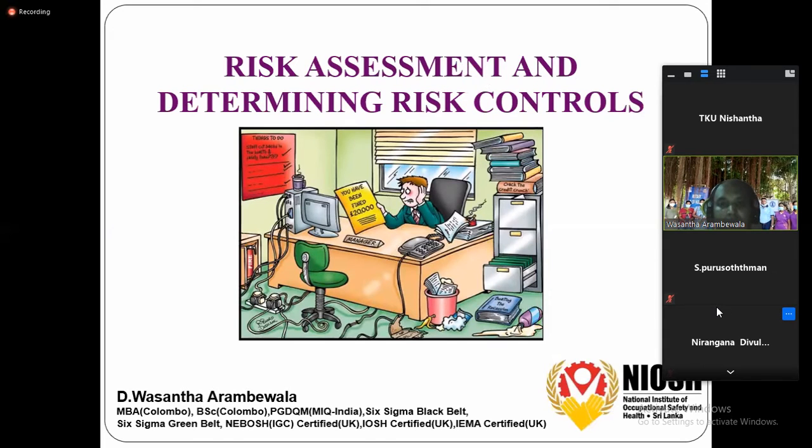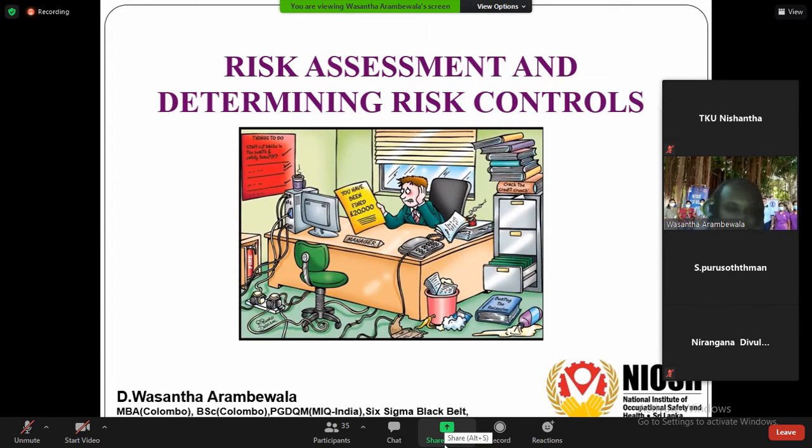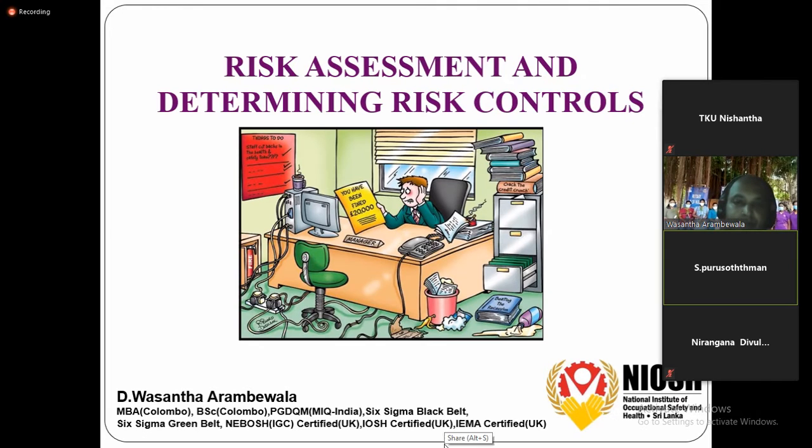I think last time we covered the hazard identification, right? If you recap that one, what do you mean by hazards? How do you define a hazard? Anybody can answer this question. Hazard is a potential harm to the human. Yeah, anything which has a potential to cause harm.